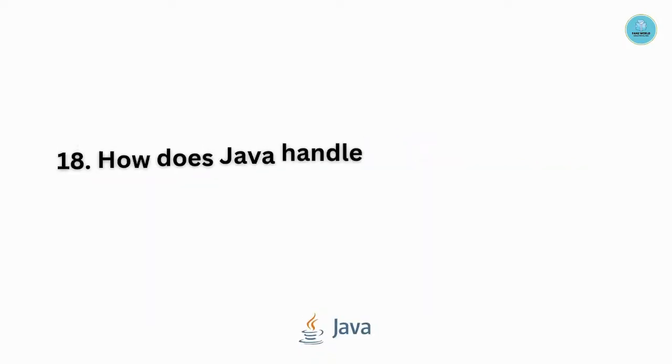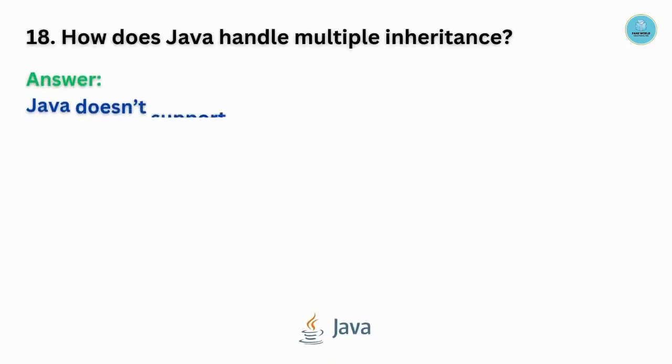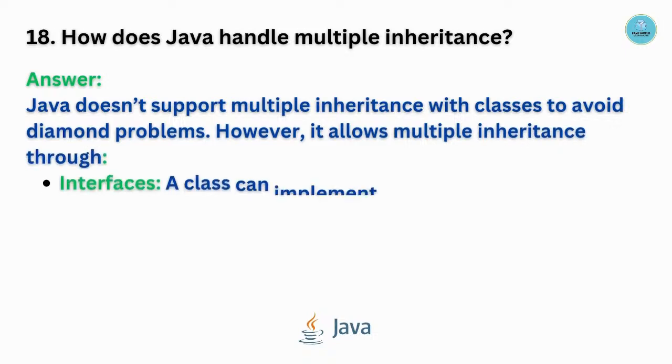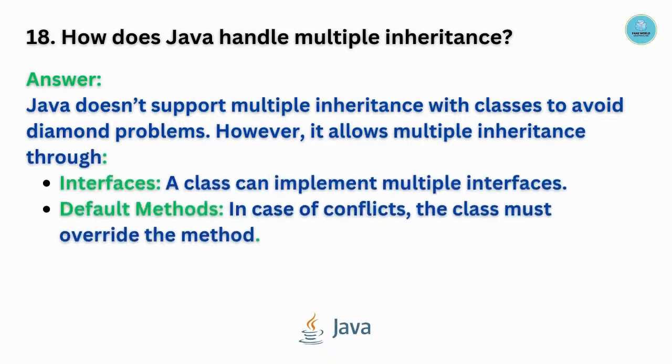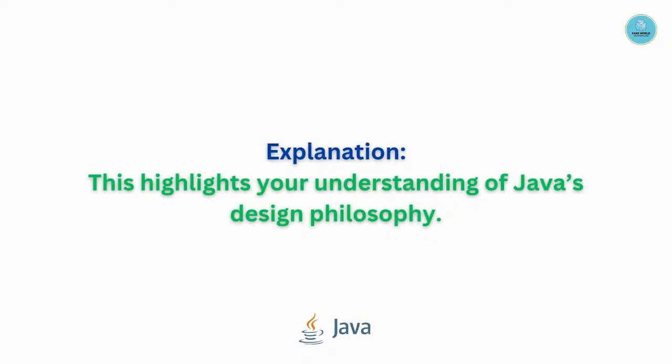Question number 18. How does Java handle multiple inheritance? Java doesn't support multiple inheritance with classes to avoid the diamond problem. However, it allows multiple inheritance through interfaces or default methods. When we talk about interfaces, a class can implement multiple interfaces. In the case of conflicts in default methods, the class must override the method. This highlights your understanding of Java's design philosophy.